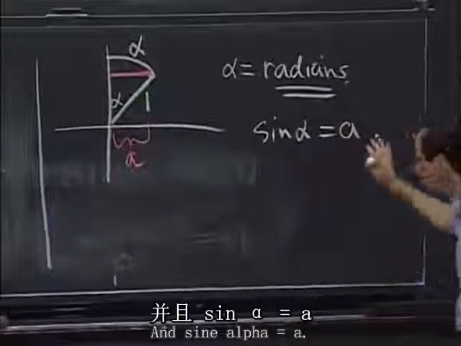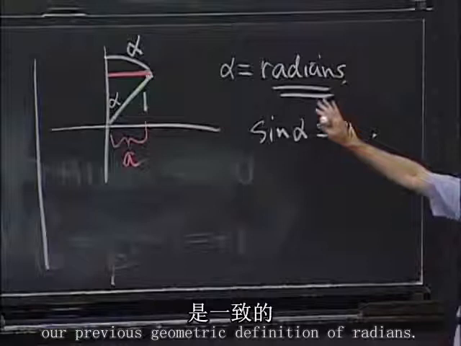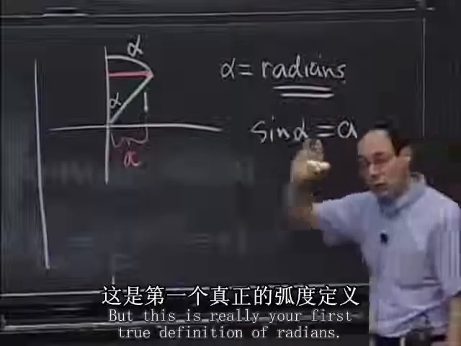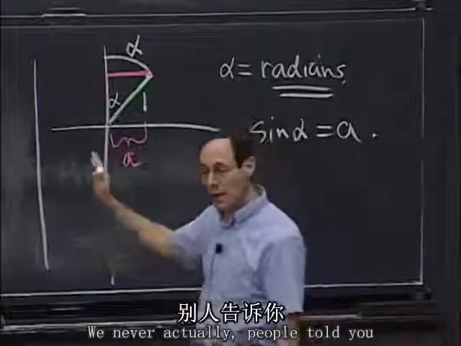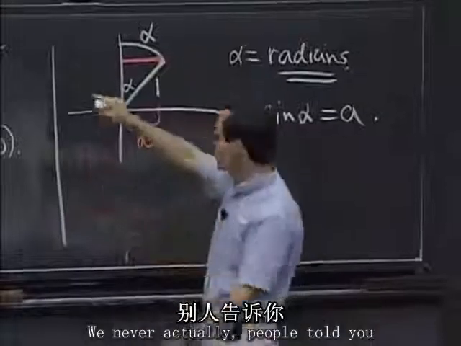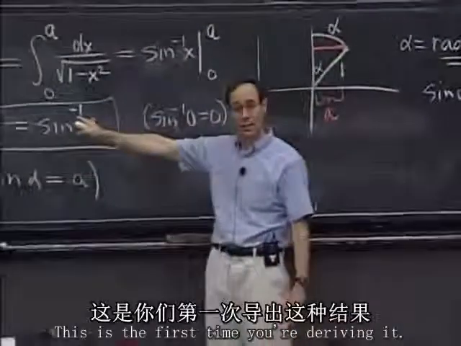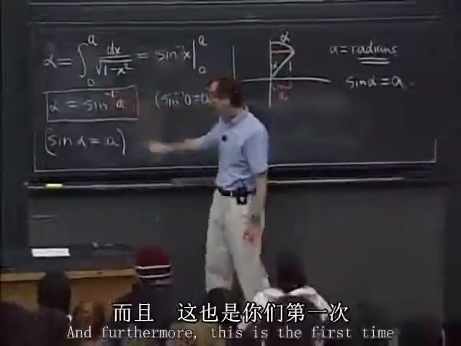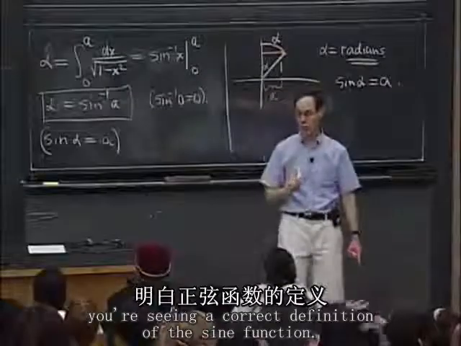All right, so this is consistent with our previous geometric definition of radians. But this is really your first true definition of radians. People told you that radians were the arc length along this curve, but this is the first time you're deriving it. This is the first time you're seeing it correctly done. And furthermore, this is the first time you're seeing a correct definition of the sine function.